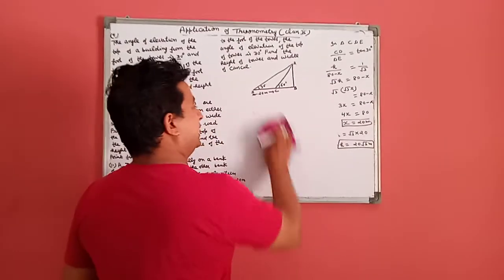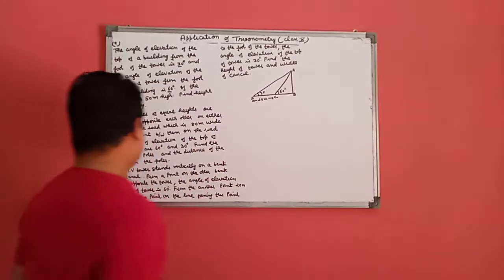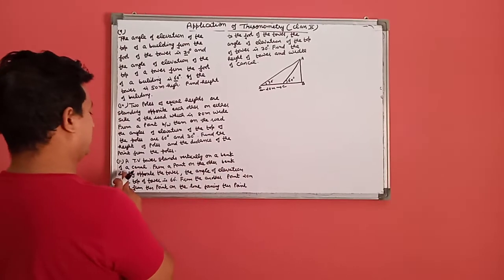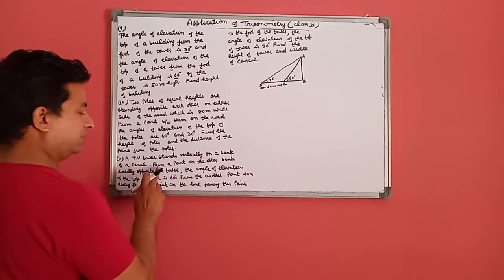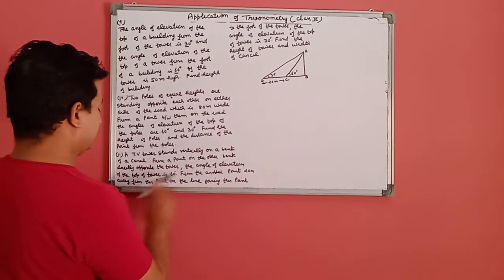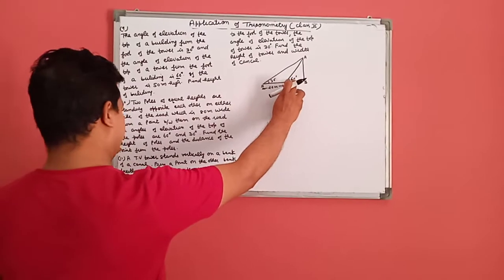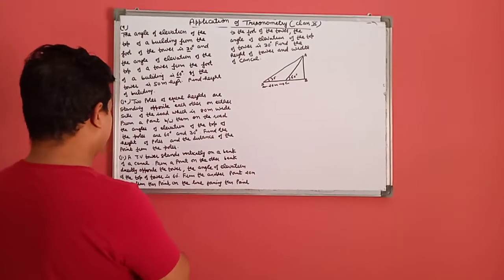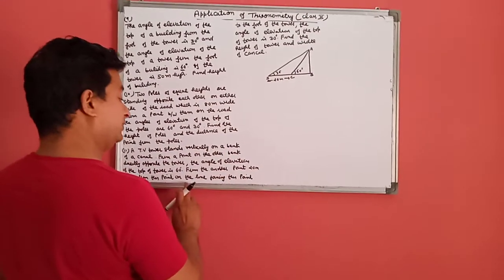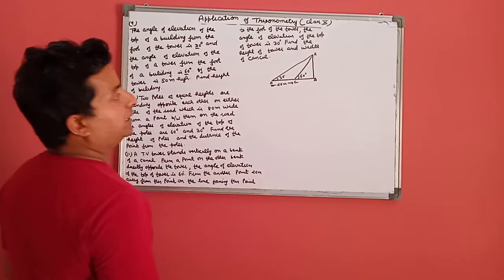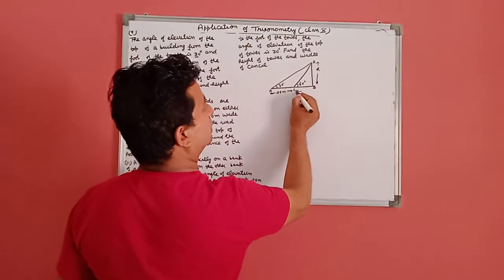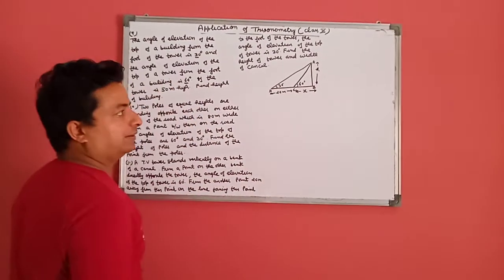In question number 11, figure is given. Question is, a TV tower, this is TV tower, stands vertically on the bank of a canal. From a point on the other bank directly opposite to the tower, the angle of elevation of top of tower is 60 degree. This is 60 degree. From the another point, 20 meter away, this is 20 meter, the angle of elevation is 30 degree. Find the height of tower. This means we have required to find this, and also the width of the canal.